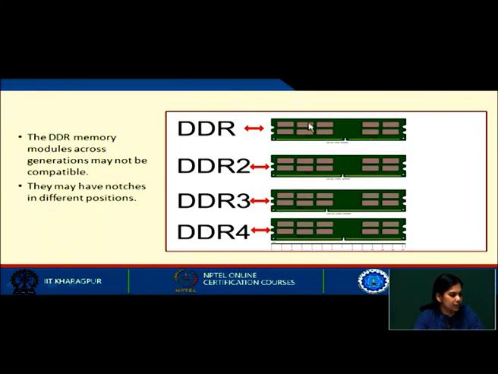Now, this is one thing we must know, that the DDR memory modules across generations may not be compatible. So, you see this and this. DDR, DDR2 and DDR4 are compatible almost, but DDR3 is not compatible. They may have notches in different positions. So, the notches may not be in the same position. So, if a particular slot is used for DDR3, we may not be able to use DDR4.